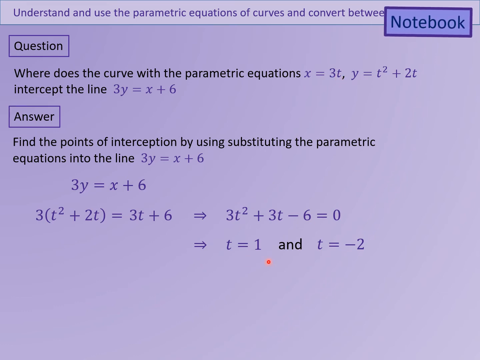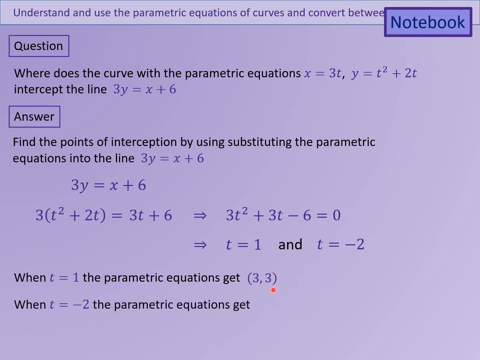Right, so what can I do though? Because that's not quite answering the question. Where do they intercept? I need the x and the y value. I can take those two and substitute them back into this equation just here. So when t equals 1, x is going to equal 3. And when t equals 1, y is going to equal t squared plus 2t, which is also 3.